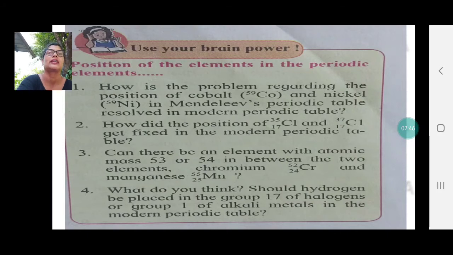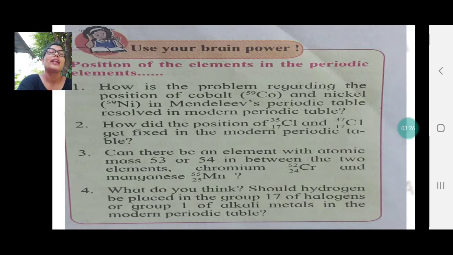Can there be an element with atomic mass 53 or 54 in between the two elements chromium and manganese? Think about it. No. If your answer is no, then you are right. Because once again the same law applies here for the modern periodic table. The modern periodic law arranges elements according to increasing atomic number. So the atomic number of chromium is 24 and manganese is 25. So there cannot be any other element in between chromium and manganese.